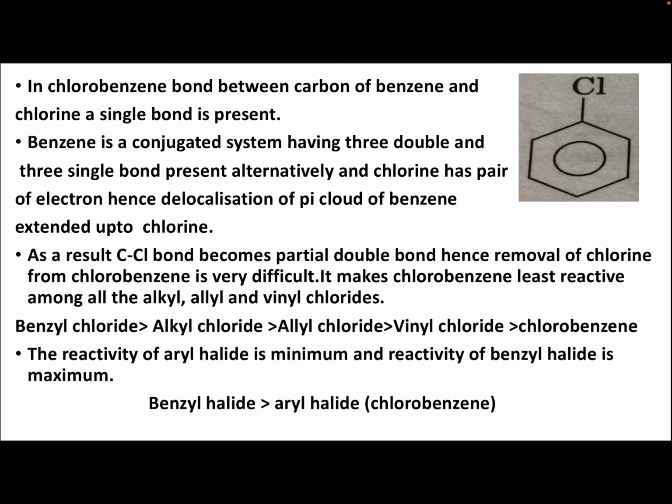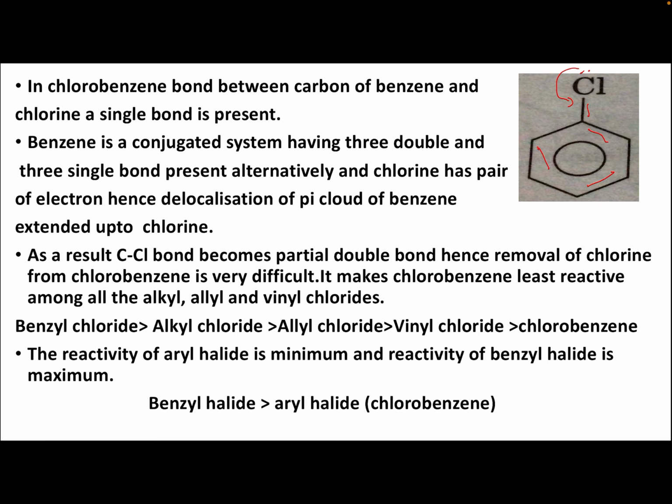In chlorobenzene, the bond between the carbon of benzene and chlorine is a single bond. Benzene is a conjugated system having 3 double bonds and 3 single bonds present alternately, and chlorine has a lone pair of electrons. Hence delocalization of the pi cloud of benzene extends up to chlorine. Chlorine is in conjugation with this benzene ring, so these pi electrons are delocalized up to chlorine.